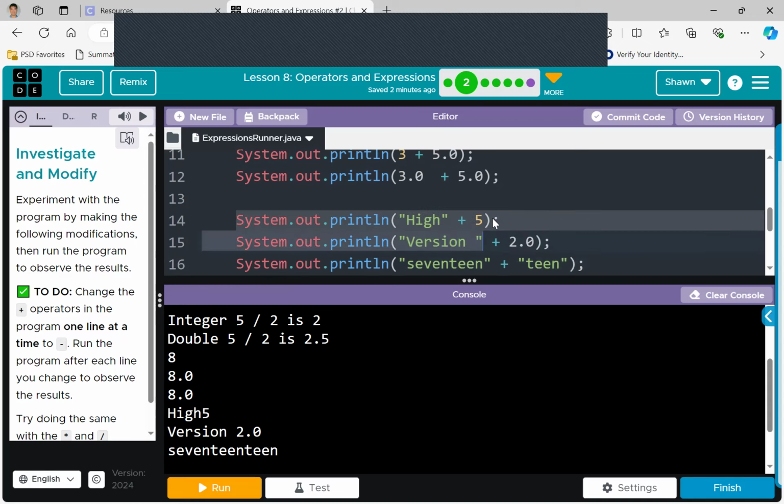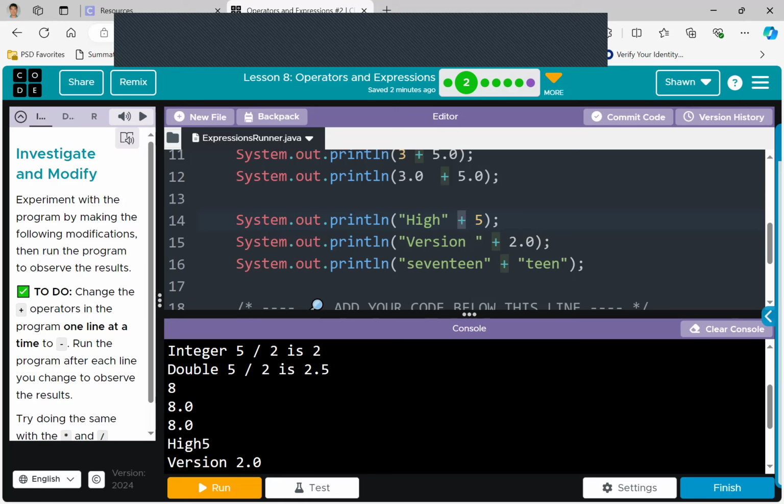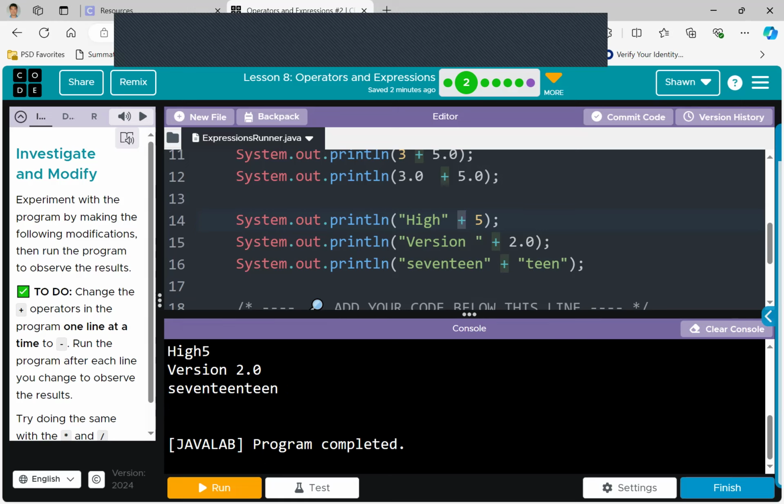Check out what line 14 is spitting out, and 15 and 16. The word "hi" plus 5 is going to give me "hi5". It's going to shove those two together. So this plus sign is a sign of a concatenation. Same thing with version 2.0, right? 7 plus "teen" is going to scrunch those two words together. So concatenation is just a fancy way of saying we're going to chain those two things together. That's it. So let's keep moving along.